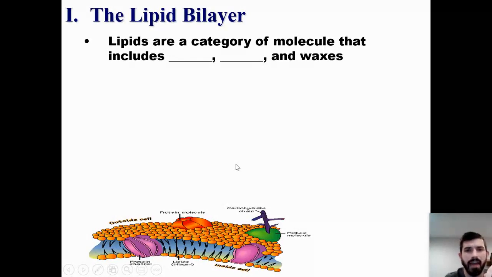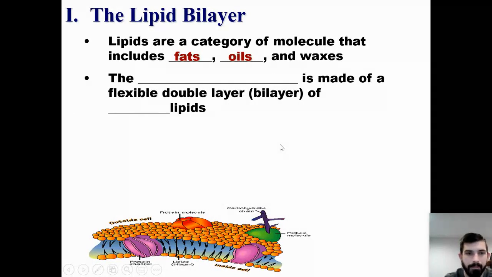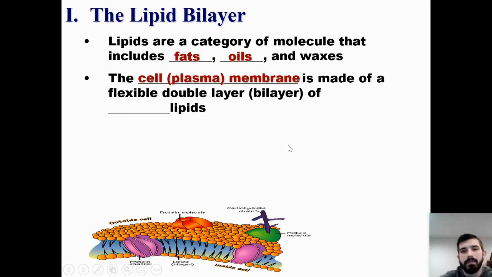So lipids are a category of molecule that include, as we've gone over before, fats, oils, and waxes. Remember, lipids are one of our macromolecules. We've learned that already. Okay. And the cell membrane is made of a flexible double layer of phospholipids, which is the word I used earlier, right? Cool.